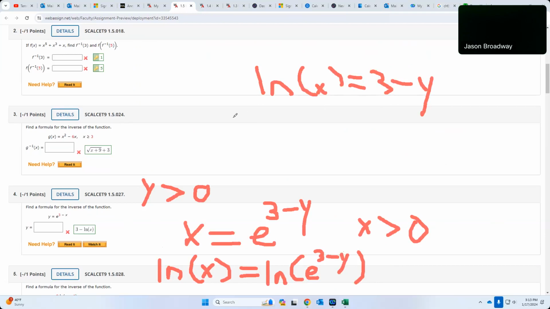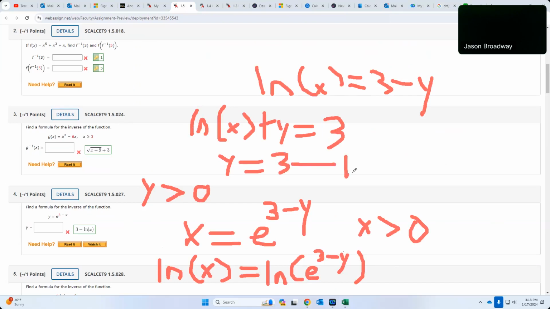And if I add y over, that would be ln x plus y equals 3. If you don't like negatives, then subtract ln over. What did I do? That's 3 there, right? My bad. And then subtract ln over, and that would be y equals 3 minus ln x.